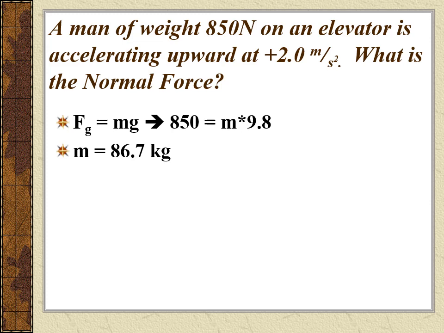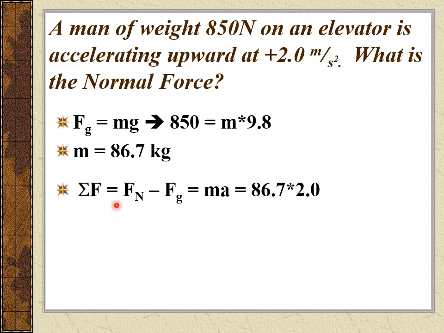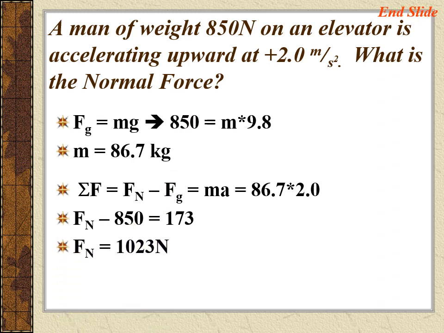Now his net force: we have an upward force of normal force and a downward force of gravity. That's the net force. That equals mass times acceleration. Well, we have his mass and we have his acceleration, so we'll go ahead and plug that in and we get that his net force is equal to 173. And we know his force of gravity from the problem. It's 850. So we add that to both sides and we get a total of 1,023.